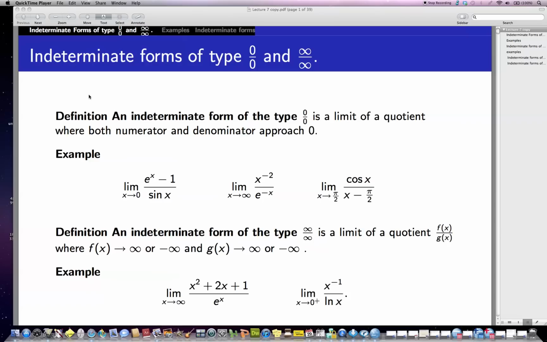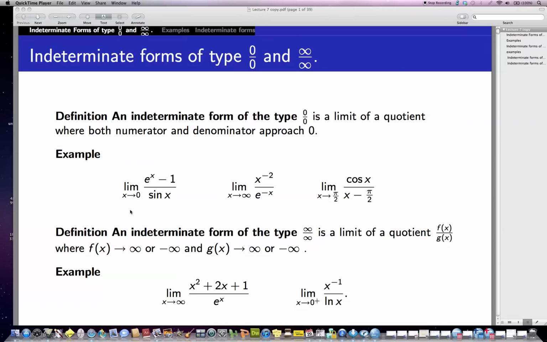Lecture 7 is all about L'Hopital's rule and how to use it to determine limits which are indeterminate in form. So here we have two basic indeterminate forms. We have an indeterminate form of type 0 over 0, a limit of a quotient of two functions which both approach 0 in the limit.